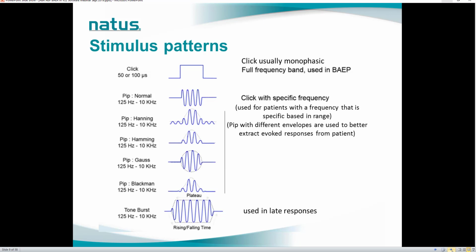There are also various stimulus patterns in the system setup, but mostly we use the click for BAEP. Clicks are usually monophasic and consist of the full frequency band. Chirps are clicks with specific frequency, mainly used for patients with a frequency-specific range. On the other hand, we have chirps with different envelopes, and they are mainly used to better extract responses in auditory or audiology testing. We also have the tone bursts, and they are mainly used in late responses.